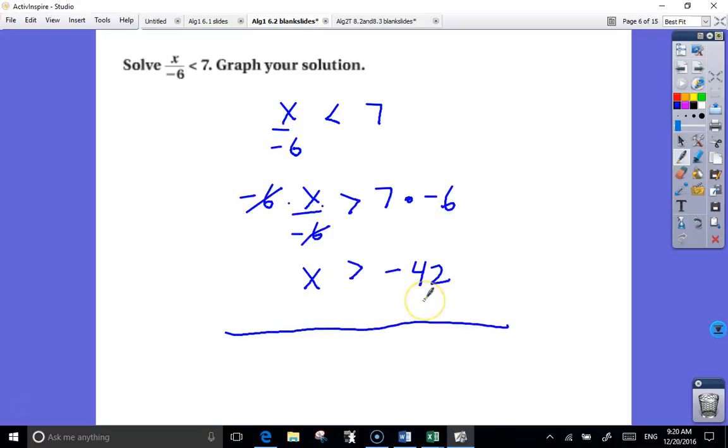The reality is most of the time you probably wouldn't take the next step. You could just erase it on your page or just understand that that has to be done. -42, open circle, shade to the right.